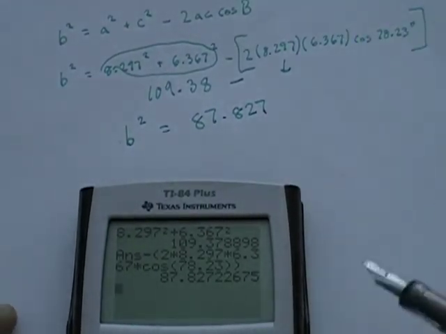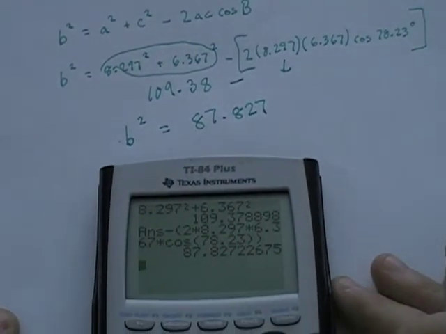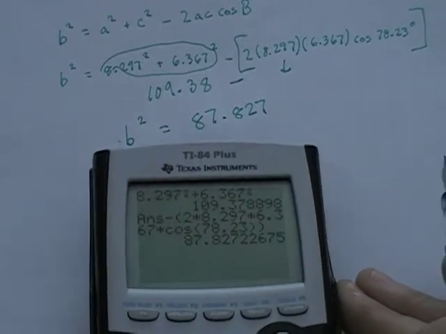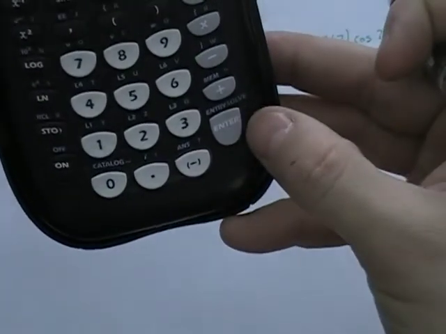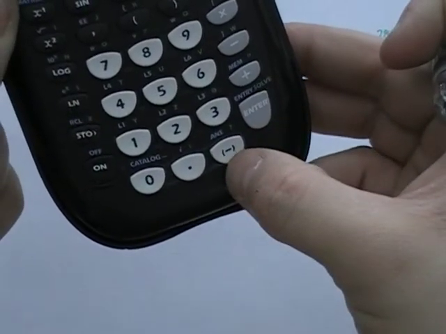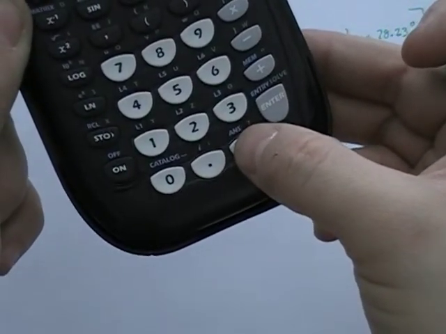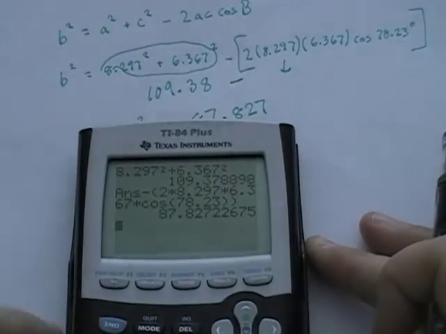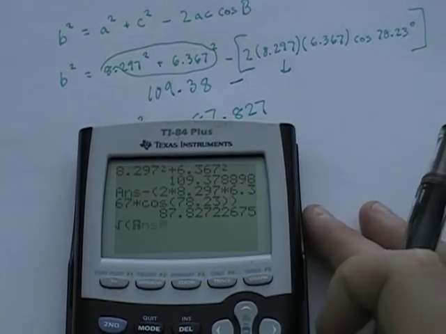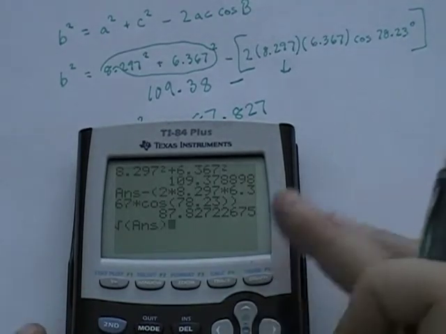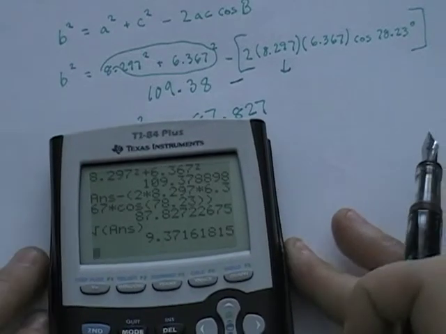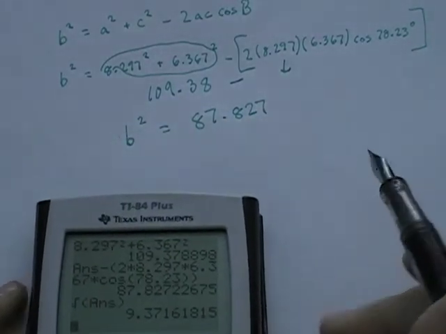So B squared equals 87.827. And then I want to take the square root of this guy. And the easiest way to do that on a TI-84, and on most calculators, it's somewhere around the equals key. On the 84, it's above the minus key. You see that ANS, that answer? You press second to get to that. And what I want to do is type square root answer. That's going to take the square root of that 87.83. And I do that and I get 9.3716, etc.